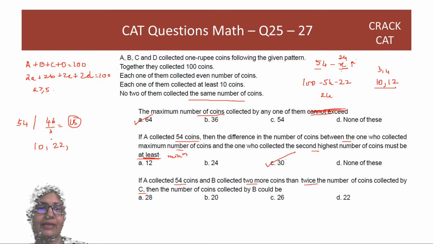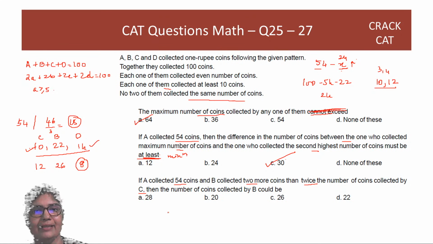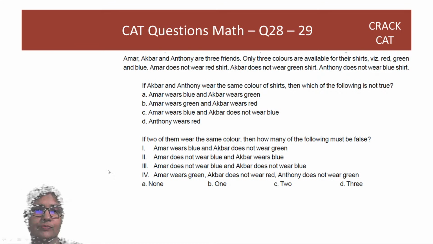So B has to collect double plus 2 more, 22. And then D, this is C, this is B, D will then have 14, which is okay. They are 3 distinct numbers, all more than 10, all even. This is fine. Suppose C collects 12. Then B will collect 26, and D will only have 8, and you break one of the conditions. So that means there's only one possibility, and in that possibility, B collects 22 coins. Great. Let's move on to the next question.